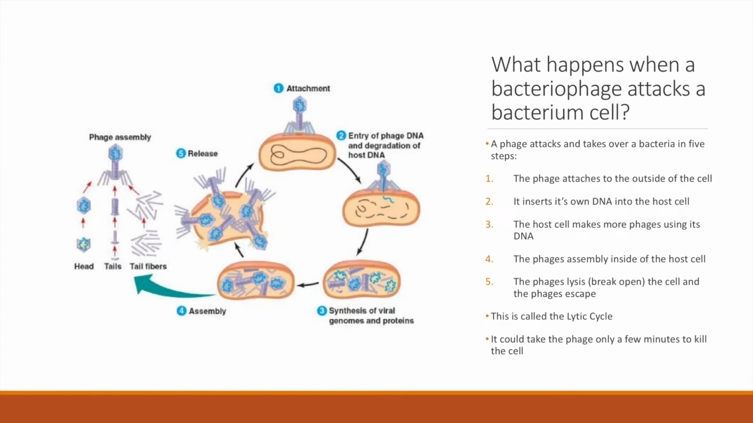And so to say what happens when the phage attacks, how does the CRISPR work? So a phage attacks the bacterium in 5 steps. The first thing it does is that it will attach to the cell. So it will grab on with its legs to the bacterium here.